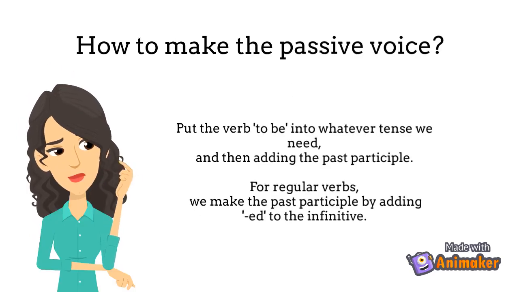We make the passive by putting the verb to be into whatever tense we need, and then adding the past participle. For regular verbs, we make the past participle by adding ed to the infinitive.